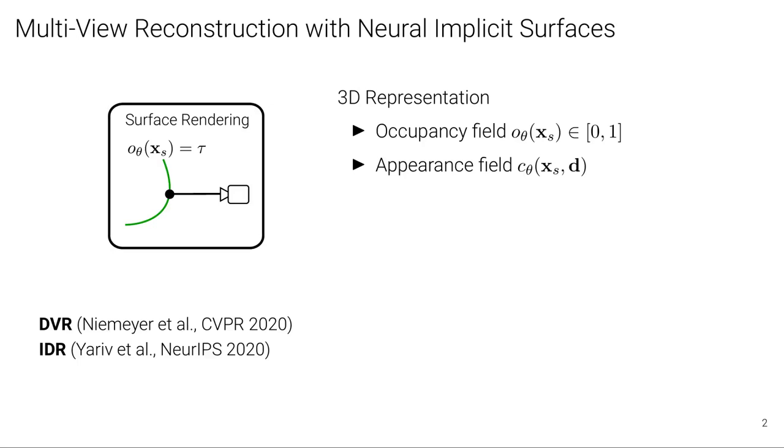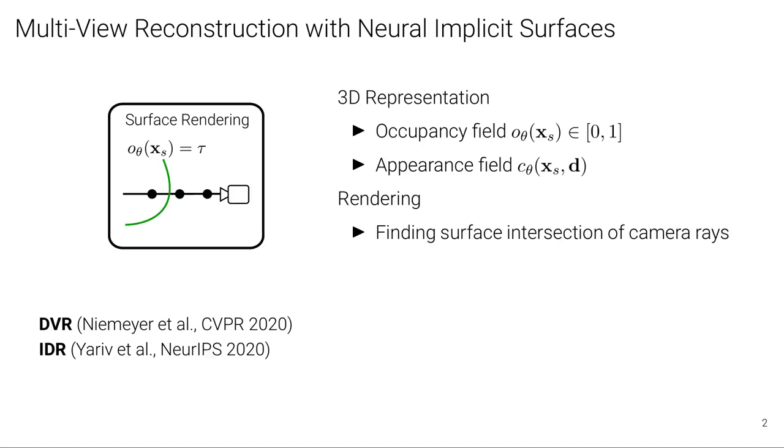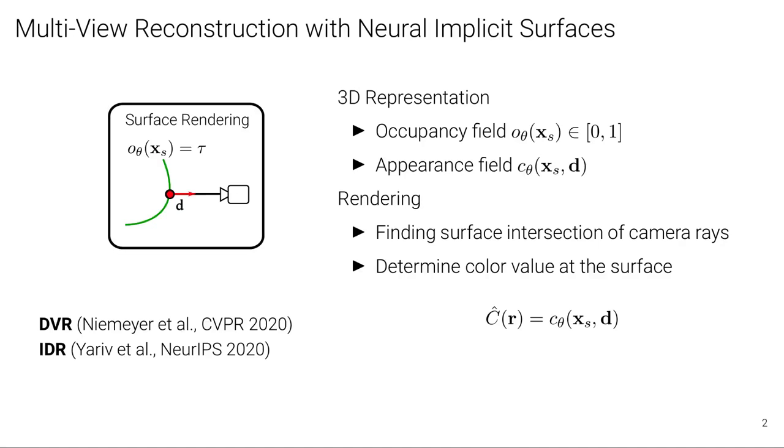And the appearance in these methods is also represented as a continuous field of a 3D point and a viewing direction. To obtain surfaces from only images as input, a key component is also the differentiable rendering technique. This technique enables optimizing the surface and the appearance field for given input images. IDR and DVR use a surface rendering technique that requires finding first the intersection of a ray and the level set surface and then evaluates the appearance at the intersection point on the surface to gather the color value. Those methods backpropagate then through the entire rendering step using implicit differentiation.